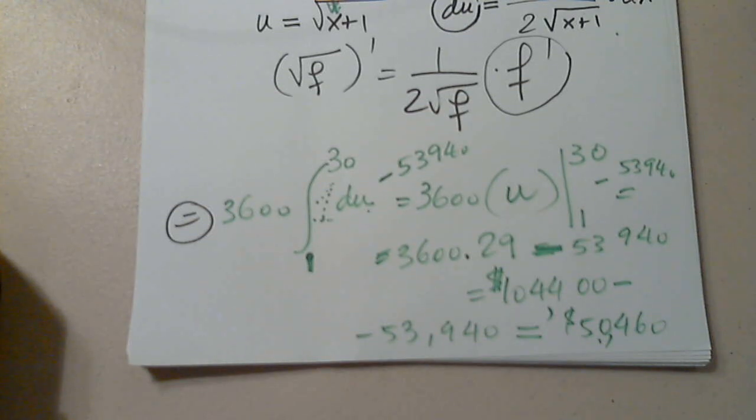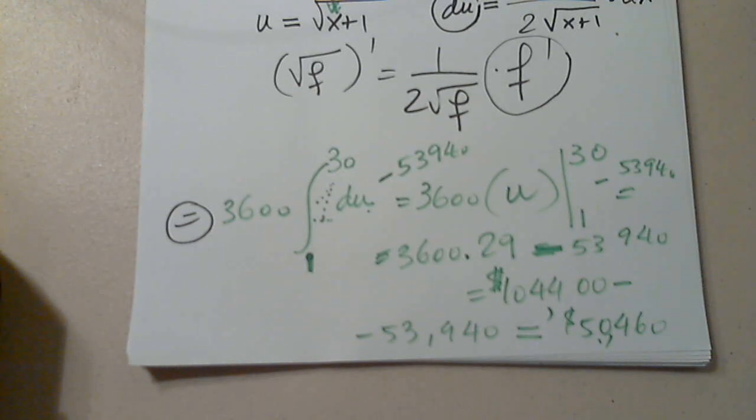Where are we? Okay, enter. When I click enter, I should have 50460. 50460, correct. Okay, so we determined the integral using substitution. We subtracted the area of the rectangle, and this is the consumer surplus.